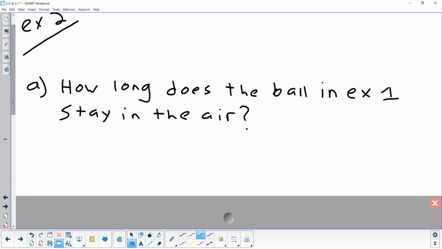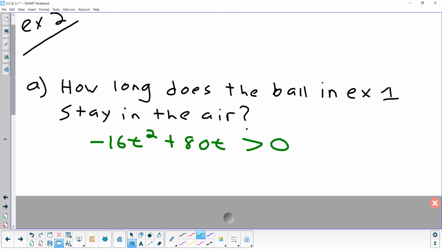So next thing I want to look at is how long does the ball stay in the air? What do we know about the height of the ball if it's in the air? It's greater than 0. So this time I don't want height greater than 64. I just want height greater than 0. So my height is negative 16t squared plus 80t, and I want that greater than 0.